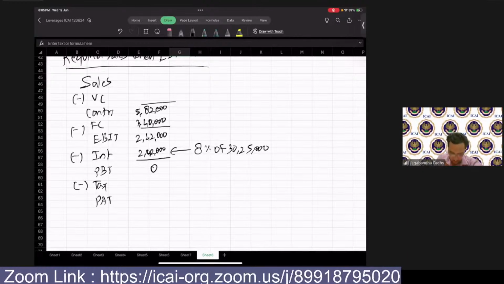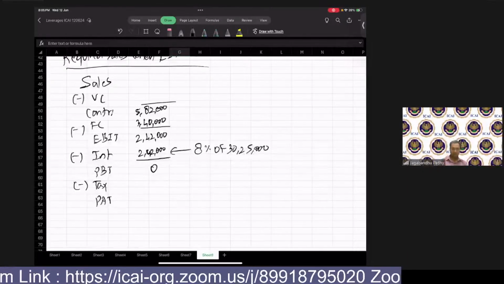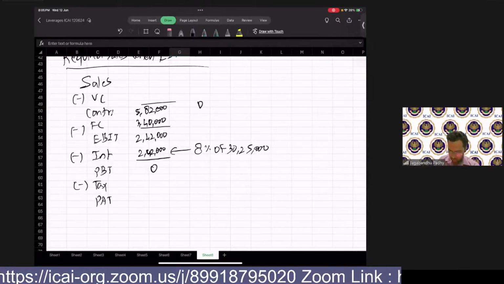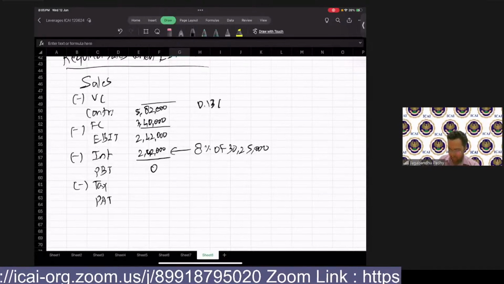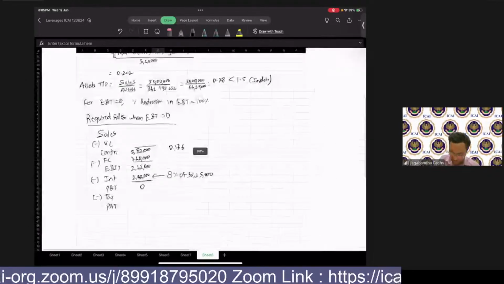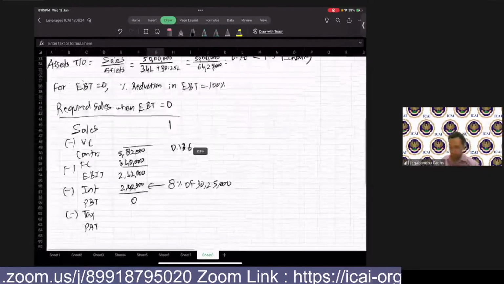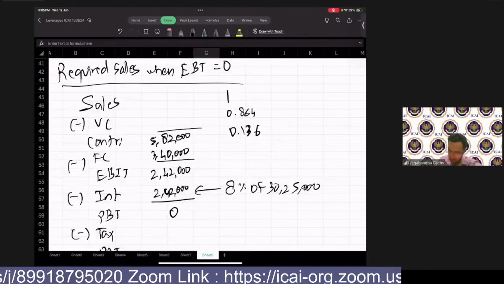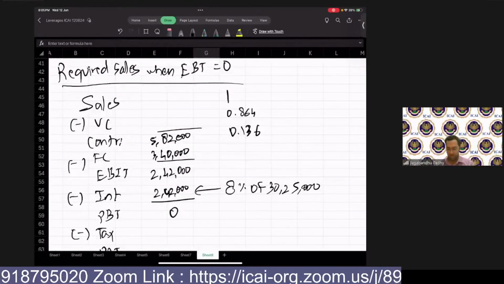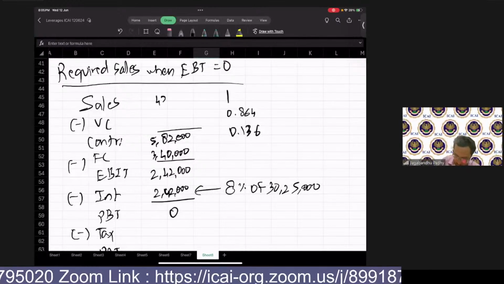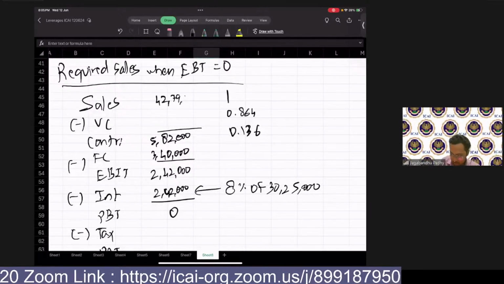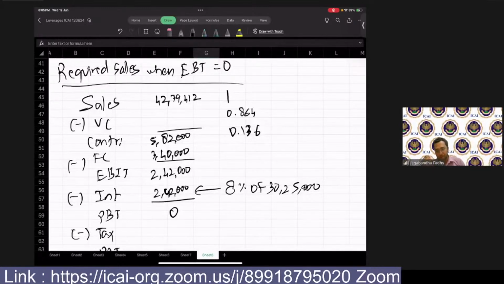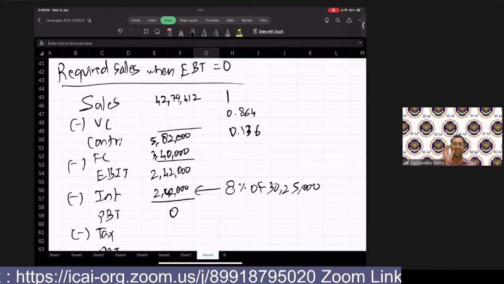Going backwards, you have seen the PV ratio is 13.6%. If your sales is 1, variable cost will be 0.864. Just do the cross multiplication and you get the sales figure as 42 lakh 79,412, by taking PBT as zero and working backwards.